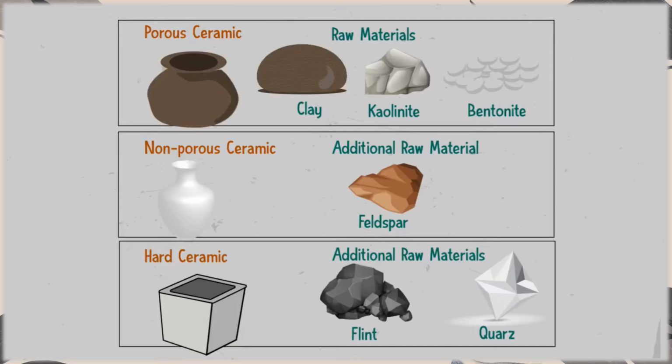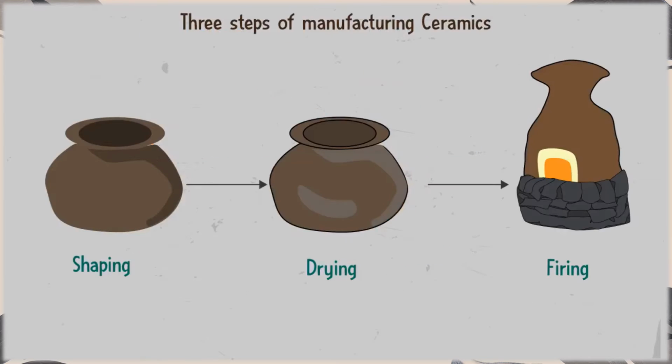Once the appropriate raw materials are chosen to get the desired finish, the next step is shaping these into the needed form. This is followed by drying and firing of the shaped article which stabilizes the shape. Thus, the sequence of shaping, drying and firing is the characteristic of all ceramics.